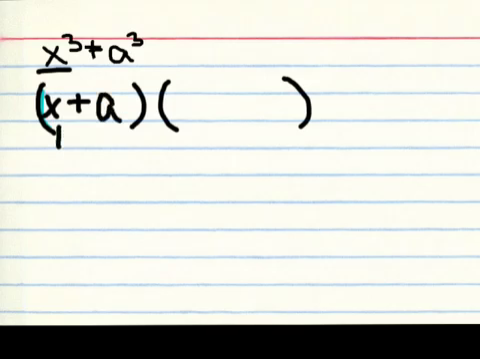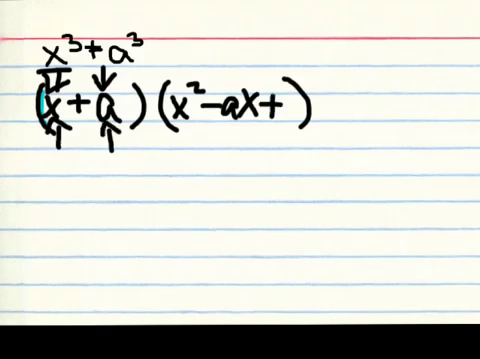Then you square the first number, so x squared. This number becomes a minus. Then you take a times x, you get ax, and then now you square the last number, so it'll be plus a squared.